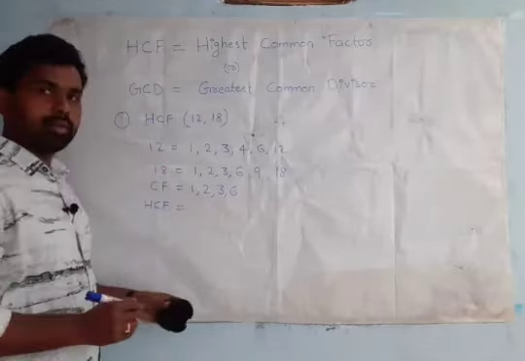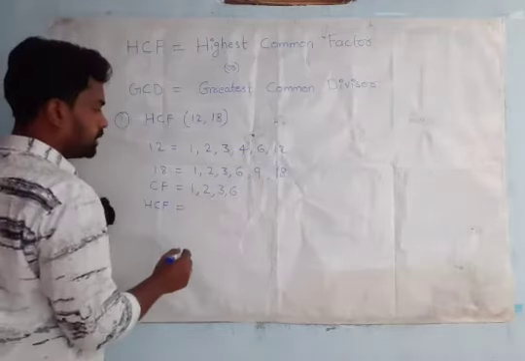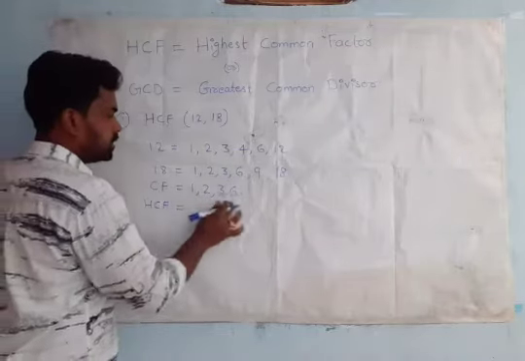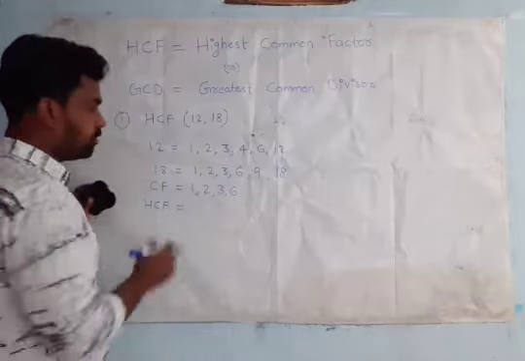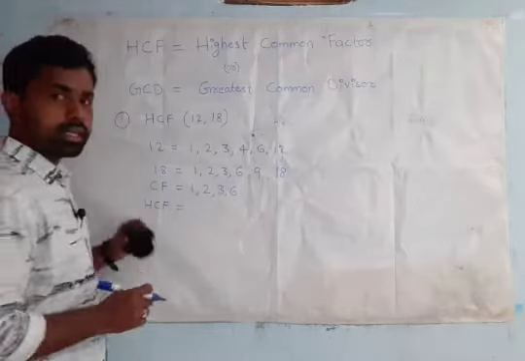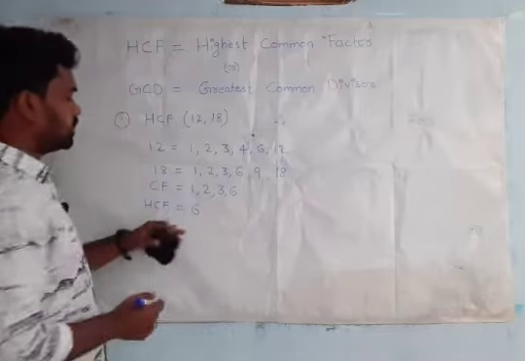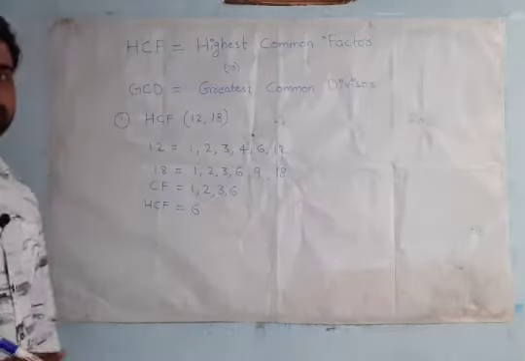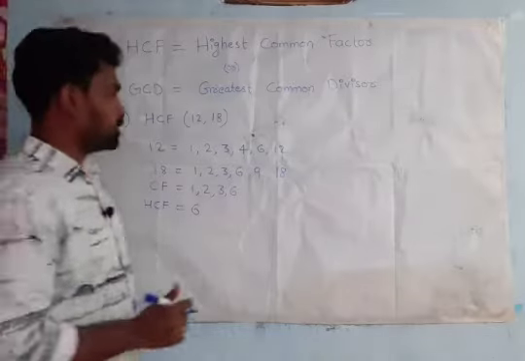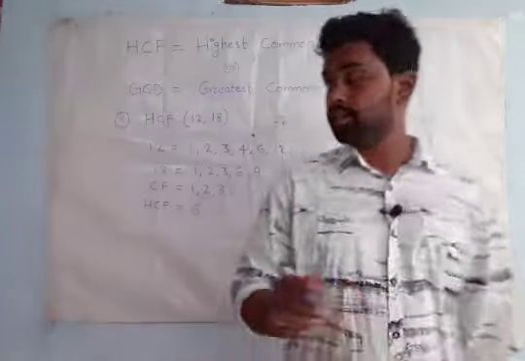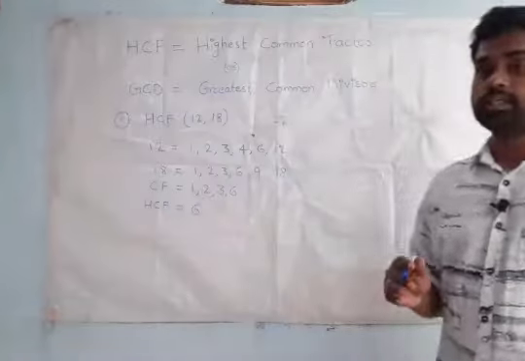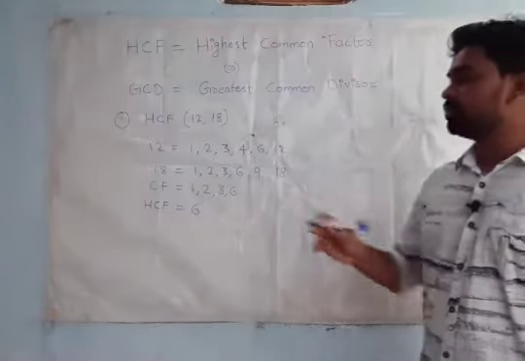Highest common factor. Now you see, highest common factor means from these numbers, which is the highest number? Which is the highest number here? The 6 is the highest number. So the 6 is called the HCF. Understood? This is how we have to write, find out the HCF.